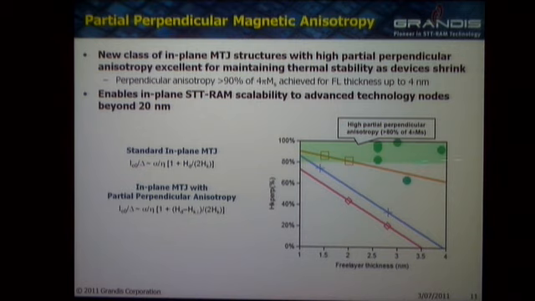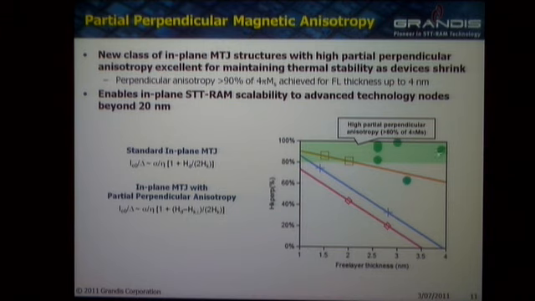So what this graph is showing is the amount of this partial perpendicular anisotropy as a percentage of HD, for different free layer thicknesses. And I think a year ago I showed these two lines here. But the big advance in the last year has been achieving these high levels of partial perpendicular anisotropy, even at free layer thicknesses right up to 4 nanometers. And it involves free layer engineering and so on.